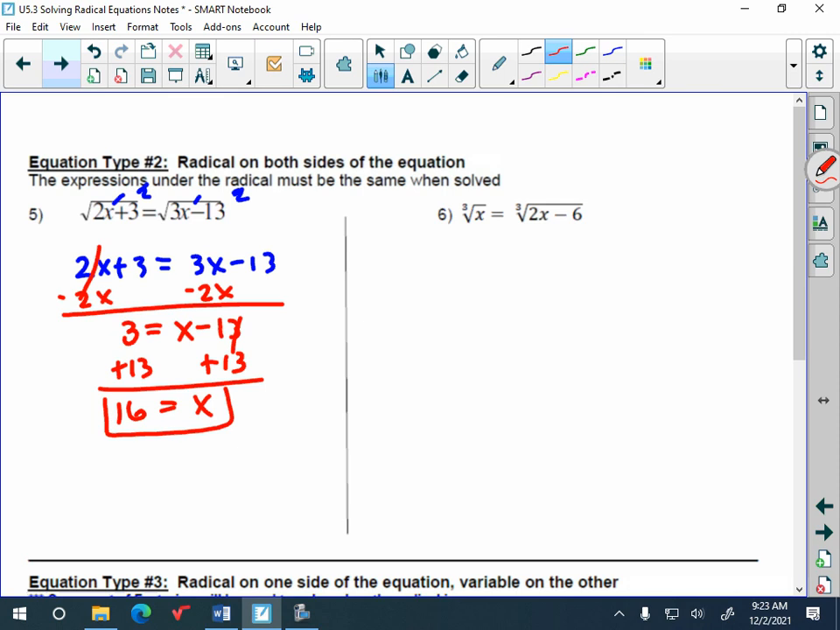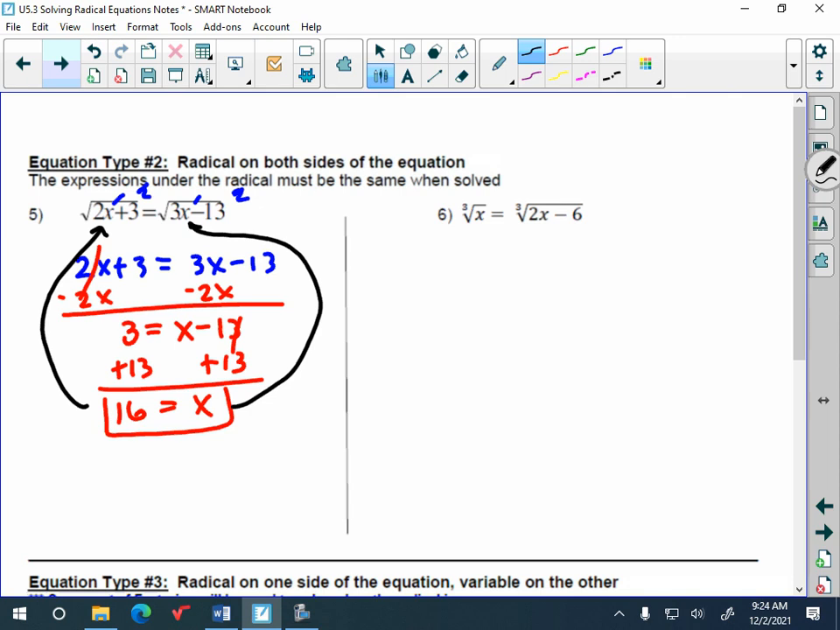So we're going to put 16 in for x here, plus 16 in for x here, and just see does the left side simplify to the right side. You don't have to square root or anything like that. If your basic math is decent, you could probably do this in your head. If not, you can calculate it.